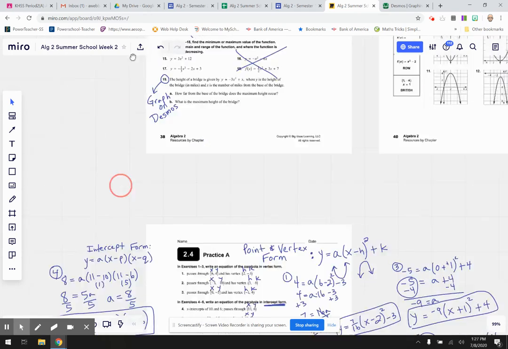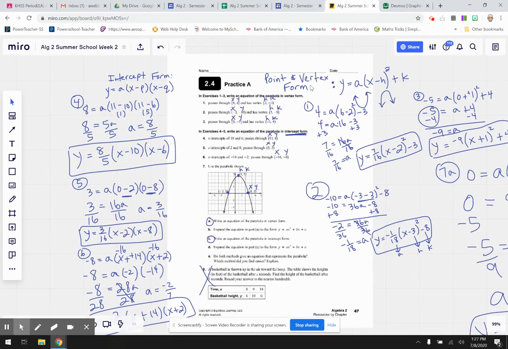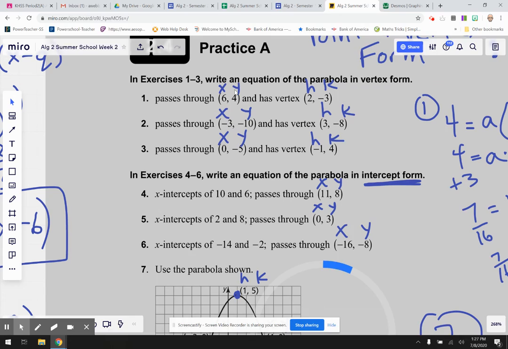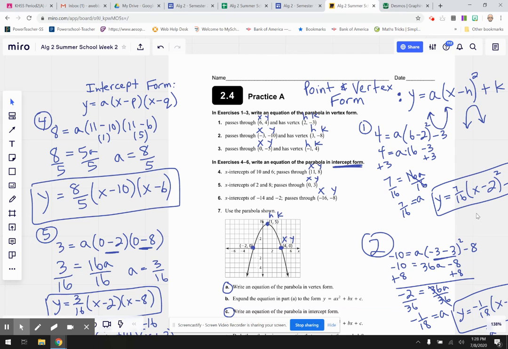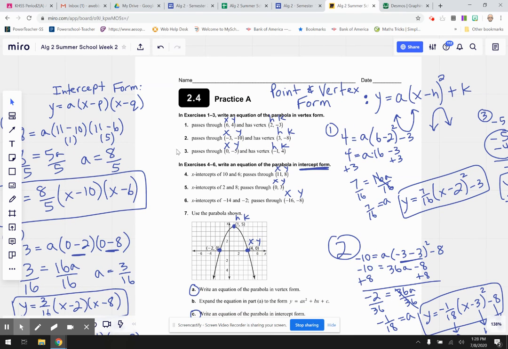Then we went to yesterday's where we were looking at the point vertex form. We were plugging in the x, the y. We were plugging in the h and the k because they gave us a point, which is xy. They gave us a vertex, which is hk. The only thing we didn't get was a. What was the vertical stretch or vertical shrink? And that's what we would try to solve for. So we plugged in all the numbers and we solved for a, and then we plugged it back in and got our new equation here. So that was how we were doing yesterday's.